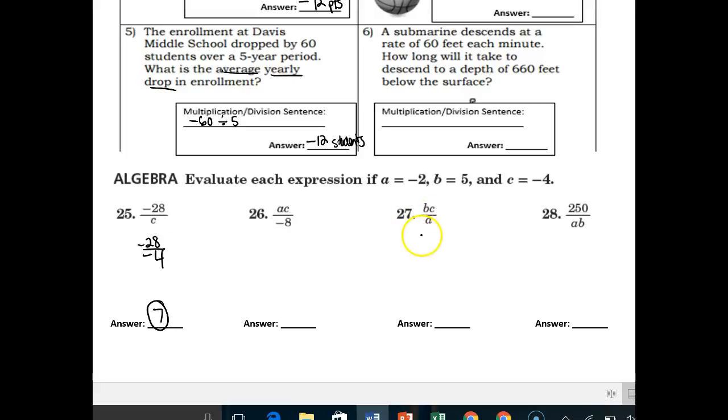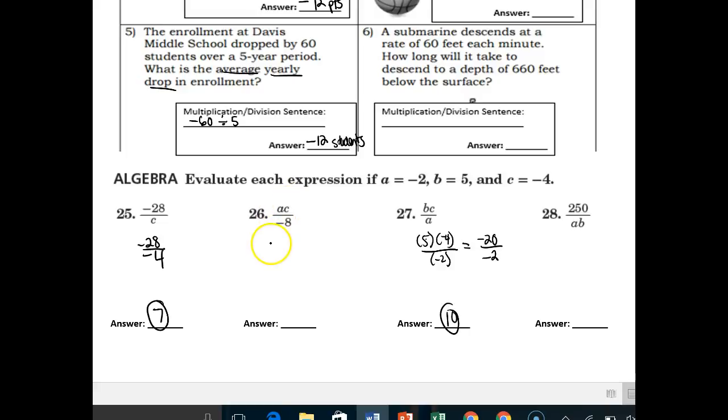Number 27. I want b, which is 5. C, which is negative 4, divided by a, which is negative 2. So it will be helpful to multiply on top first. 5 times negative 4, which is negative 20, over negative 2. I have 2 negatives, so my answer is positive. Positive 10. Right? So call me if you have questions. It's helpful on these ones to multiply first.